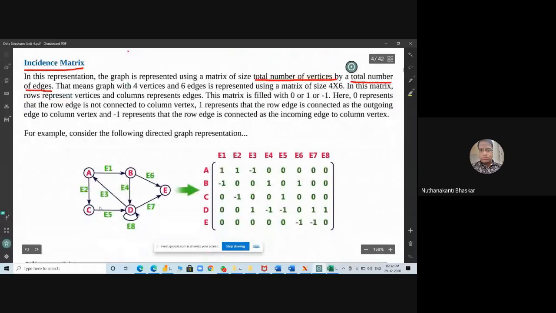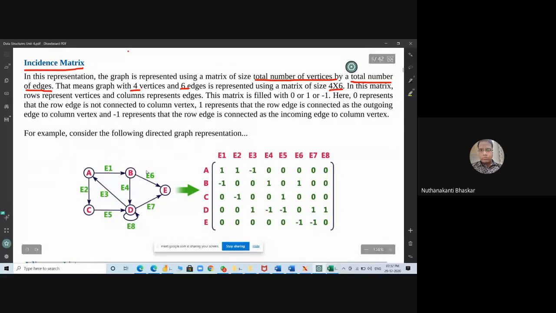So how many vertices are there in this graph? 5. How many edges are there here? 8. Now the size of the matrix must be 5 by 8. Understand? Yes, sir. The size of the matrix must be 5 by 8.